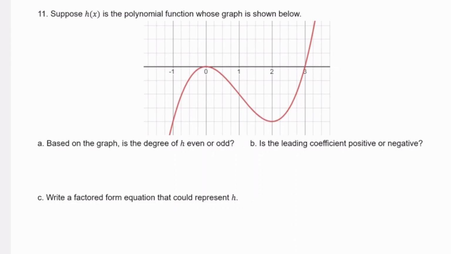Now here we've got another polynomial graph, and I'm going to color in some arrows down here. Based on the graph, is the degree of h even or odd? I'm going to say it's odd because the end behaviors are pointing in opposite directions. One went up and one went down. Is the leading coefficient positive or negative? I'm going to say positive.